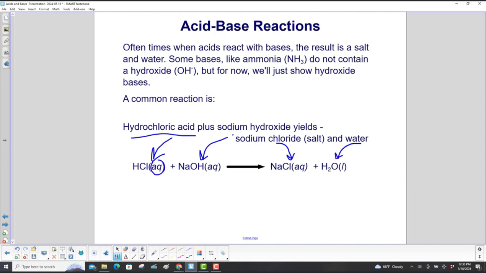And these little letters here mean something. This is an aqueous solution. It's a solution in water. That's aqueous. And this just means water is a liquid.